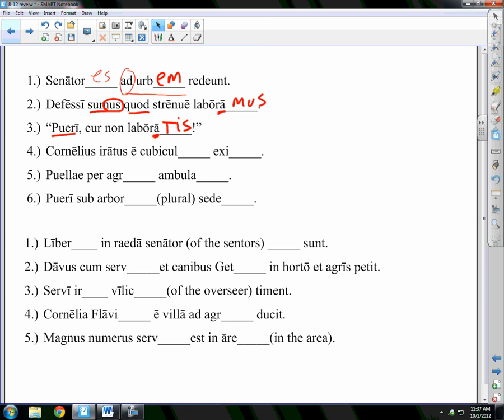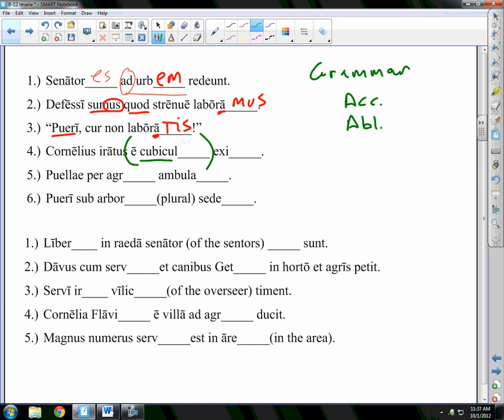We're asking the same question every time, though. Is it a noun or is it a verb? Based on that, we go through a process of elimination. Okay, cubiculo, whatever, I don't have the ending. Is it a noun or a verb? It is a noun. Okay, so what do I do with a noun? I have to ask myself, what grammar is it being used as? It looks like it's an object of a preposition. So I've eliminated it to accusative or to ablative based on that.